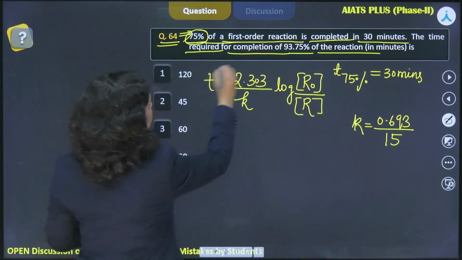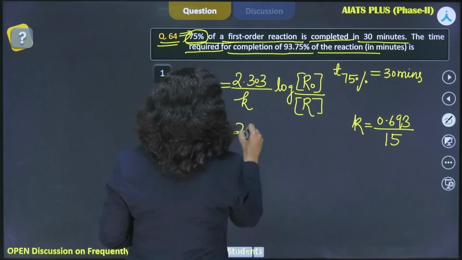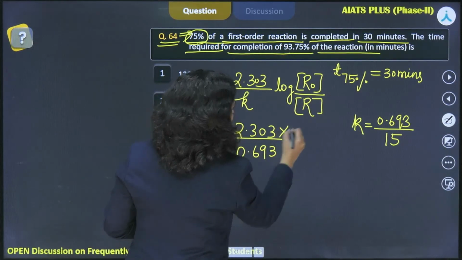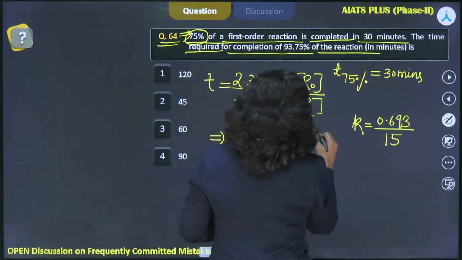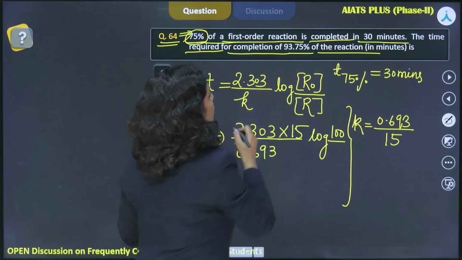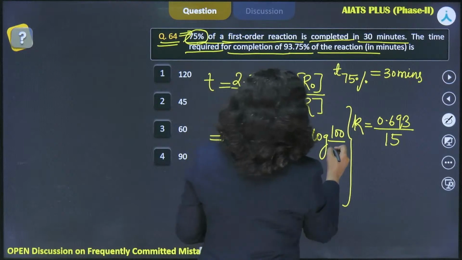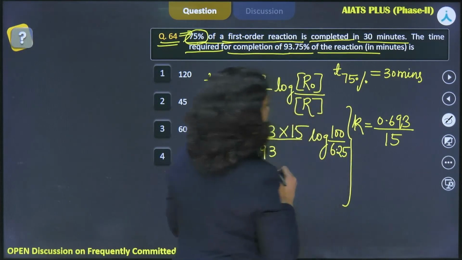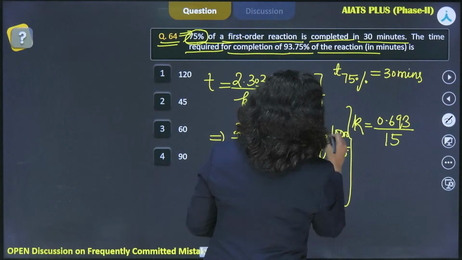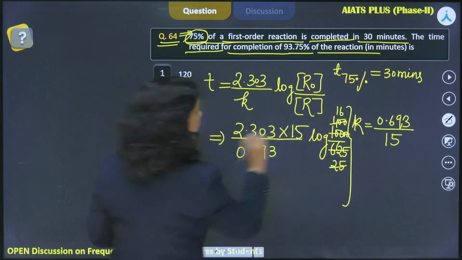Now, what I am going to do, I just want to find out the time for 93.75% completion. So I am going to place the values only. K value is 0.693 by 15, and 15 will go there in the numerator, log R naught is 100 upon R value is 93.75. So how much is remaining? 100 minus 93.75, not 93.5. So this is 6.25, right? So I am going to increase 2 zeros here, 625, 25 fours are 400 and 25 here. So this will cut to 16. Log 16 it would be.